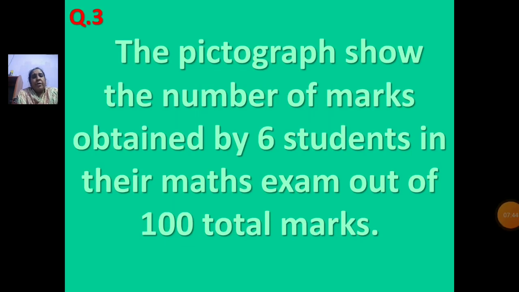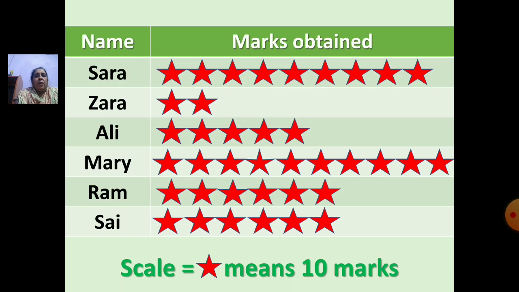Okay children. Now see next question. The pictograph shows the number of marks obtained by 6 students in their maths exam out of 100 total marks. Okay. So let us see the chart now. Here, one side you can see the name of the children, and other side you can see the marks obtained. Okay, what are the names of the children given here? Sarah, Zara, Ali, Mary, Ram, Sai.